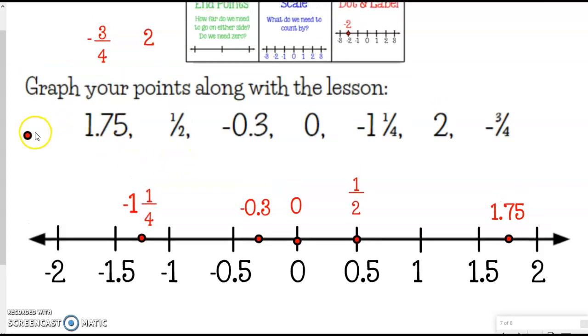Positive 2 is pretty simple. It's going to be right on 2, our endpoint there. That's an easy one. I love when we get easy ones like that.